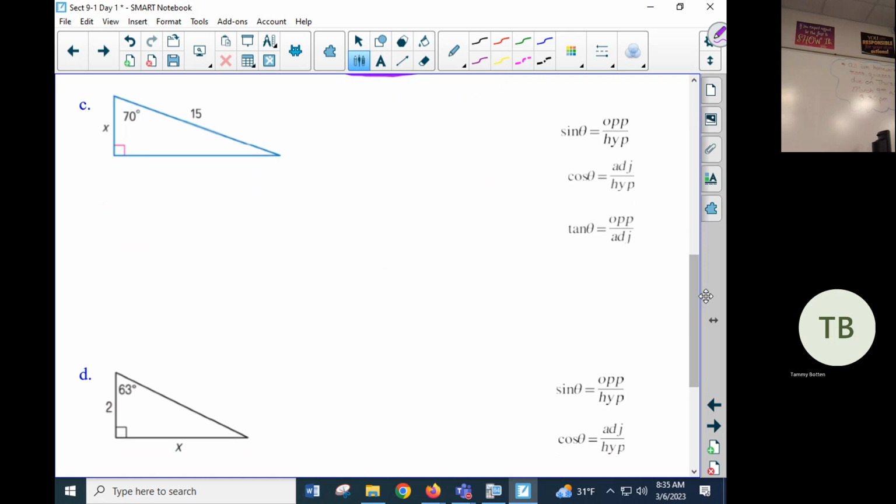All right, so let's look down here. Here is my angle again, so I'm gonna mark that. Across from the right angle, we call that the hypotenuse. What do you think we call this one?